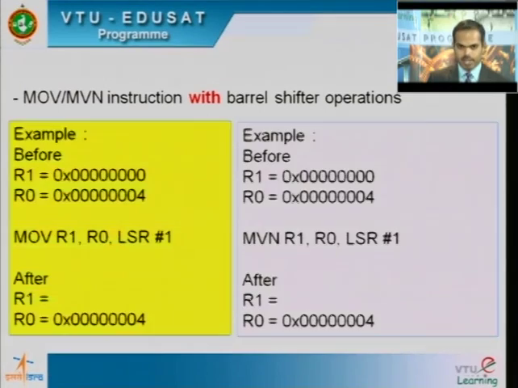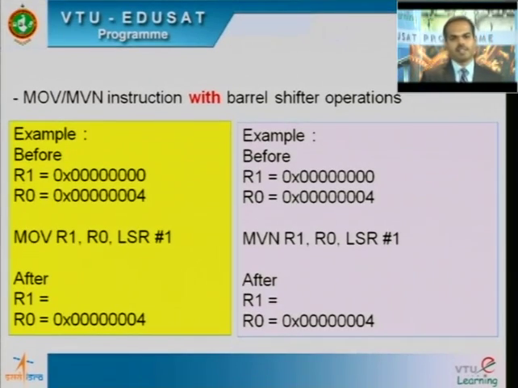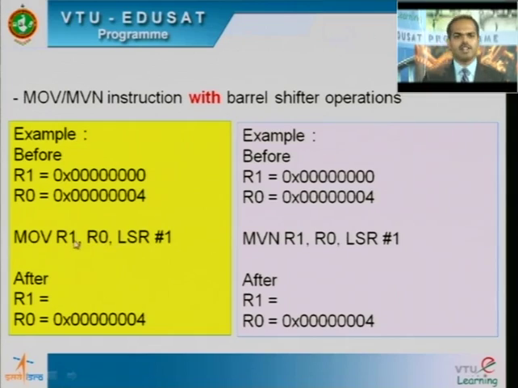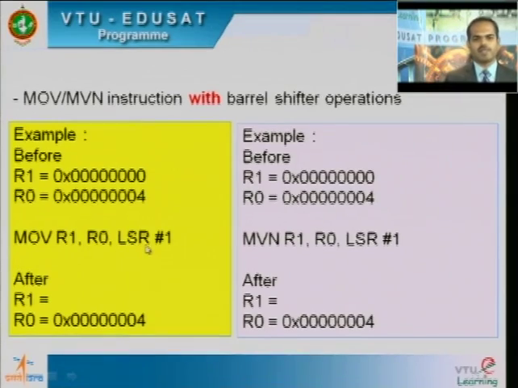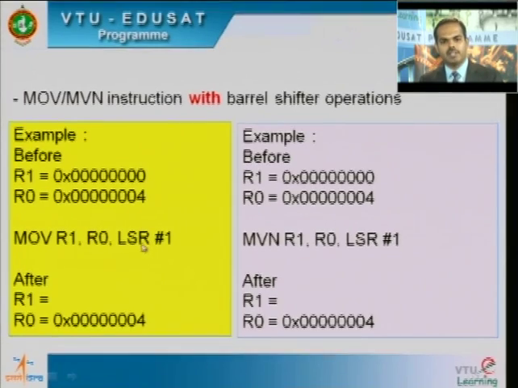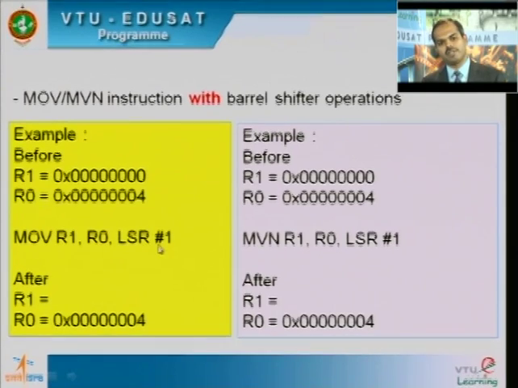Right. Now we will see the instructions with the help of the barrel shifter. Same instructions, we will take MOV and MVN and associate them with the barrel shifter operation. MOV R1, R0, LSR #1. This means logical shift right by one position.